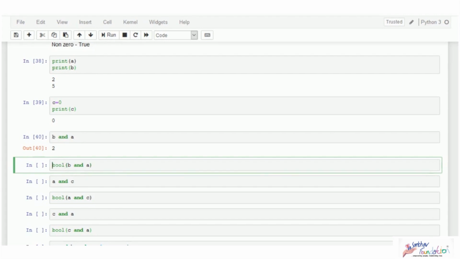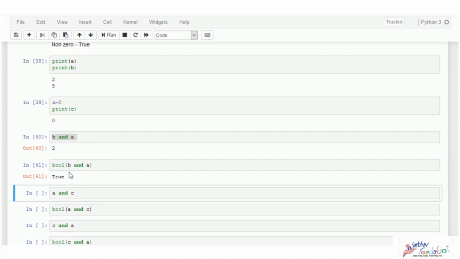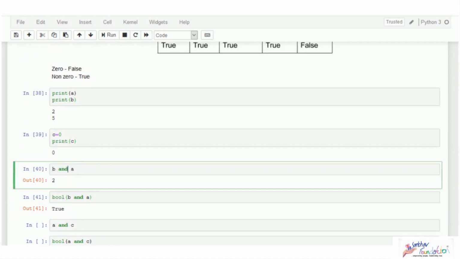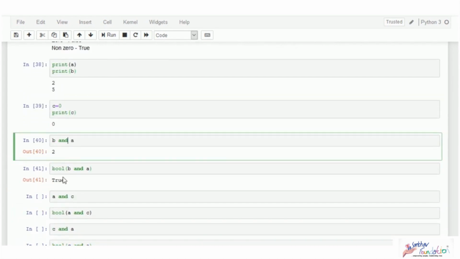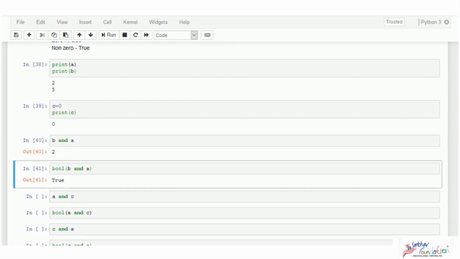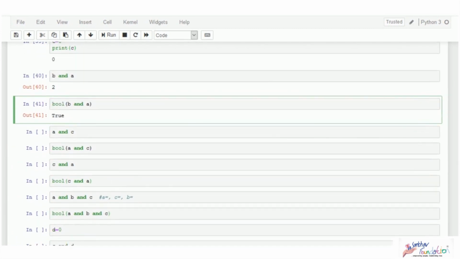So we can check out the Boolean value of the expression using a bool function. So bool is the function which we can use to check the Boolean value. So bool of this B and A is true. So we used the numerical representations here. Now in terms of true false values, B is true, A is true, so true and true is true, which is what you get when you apply this Boolean function.